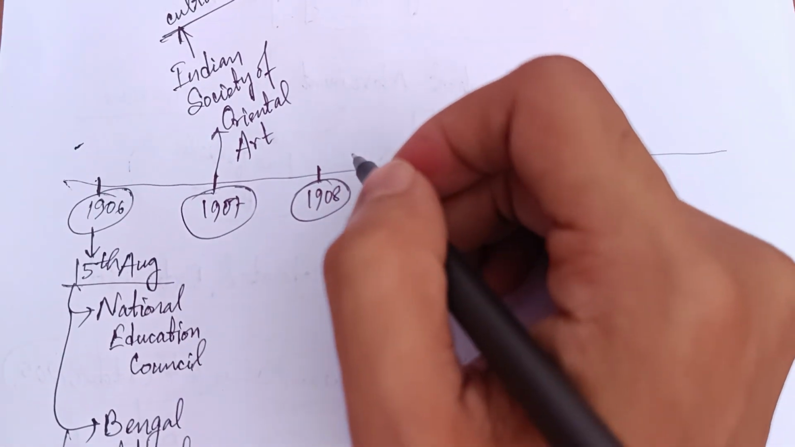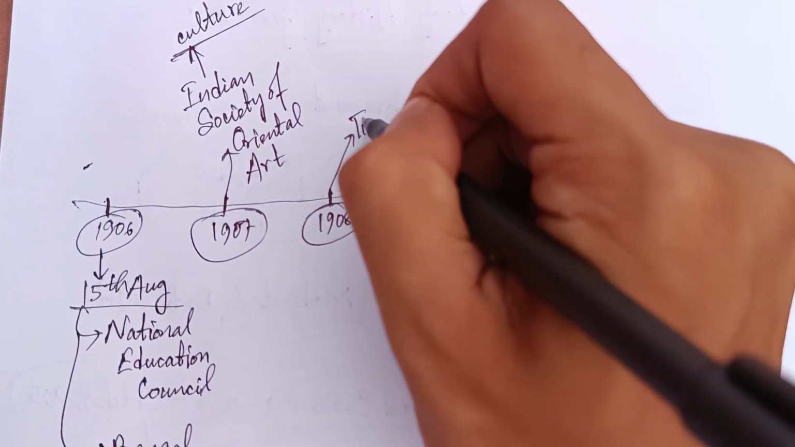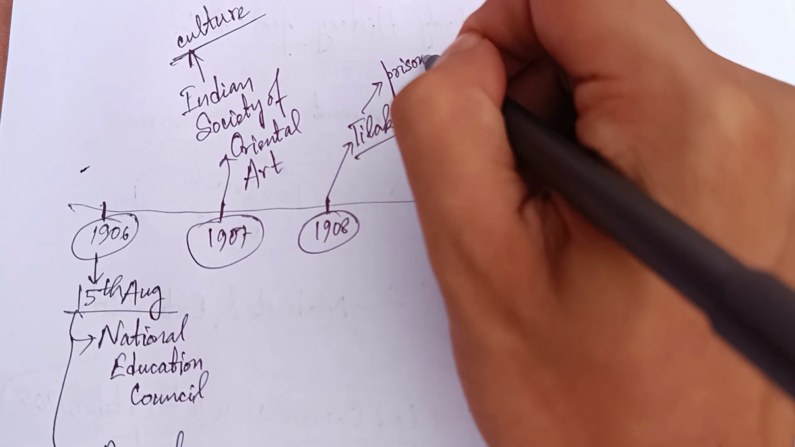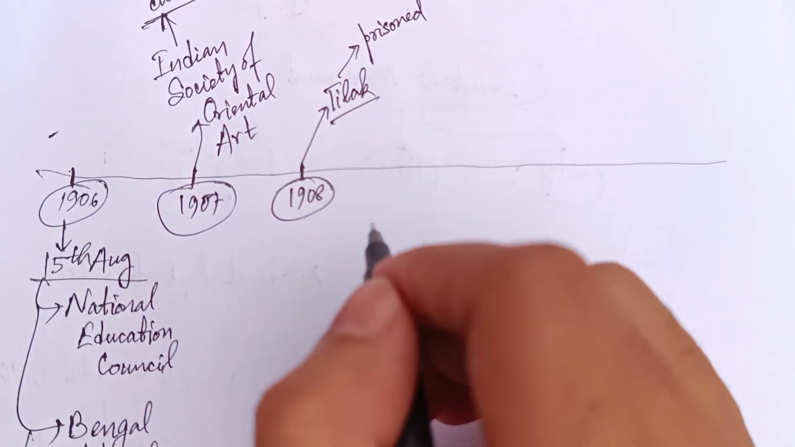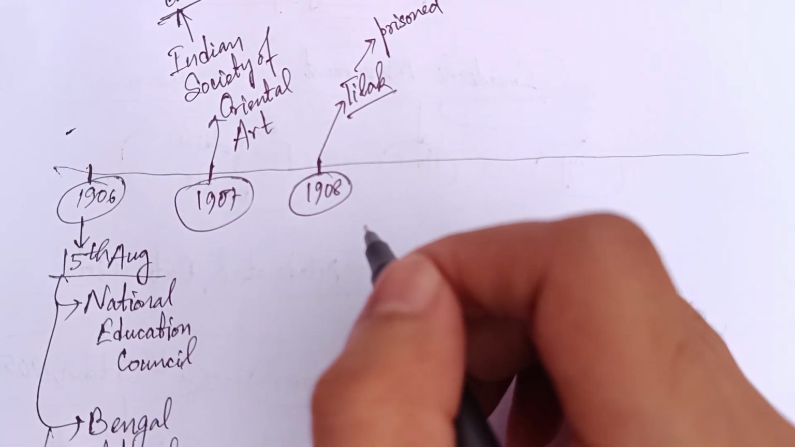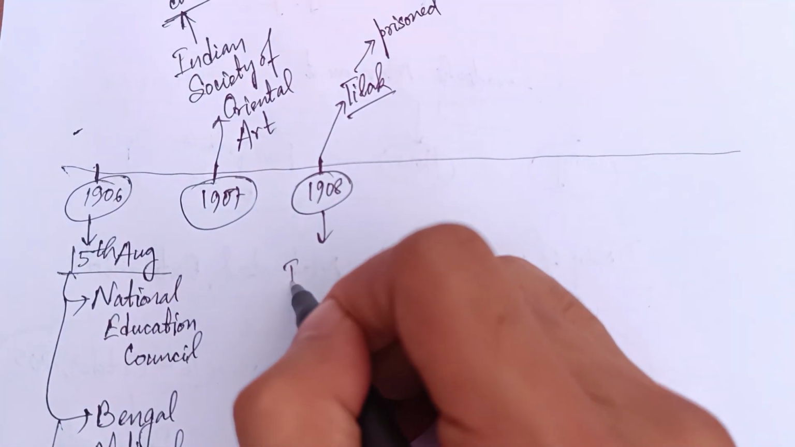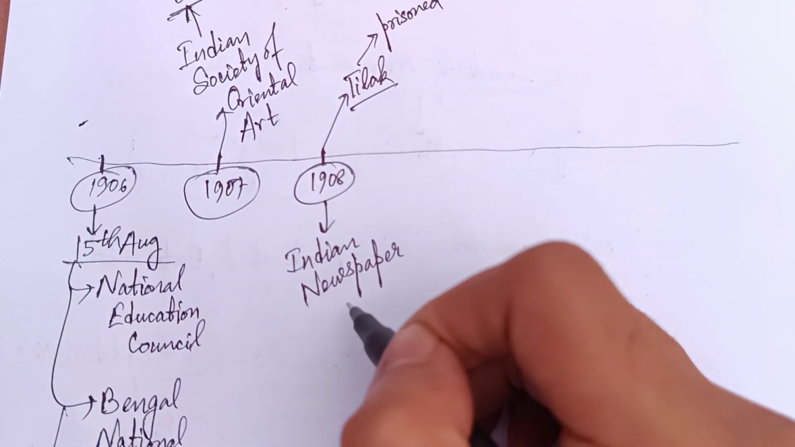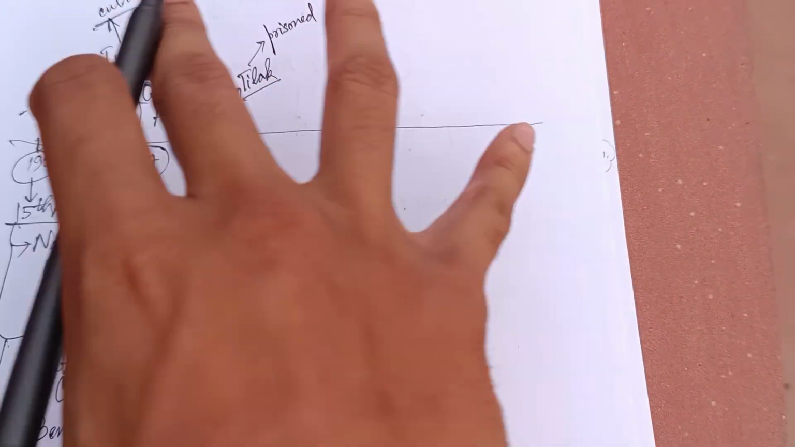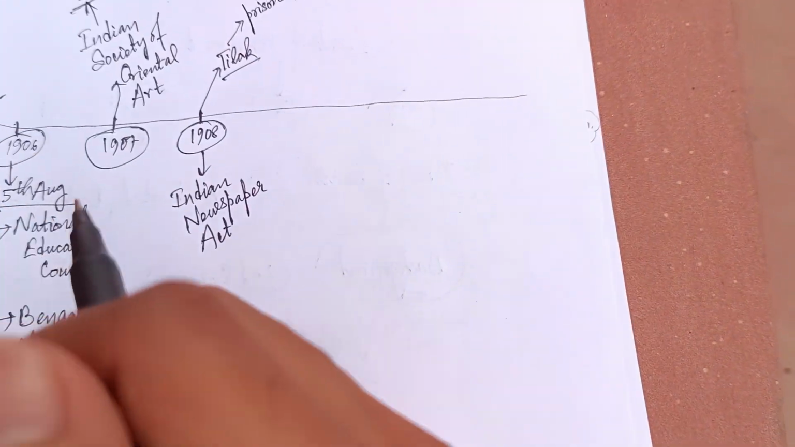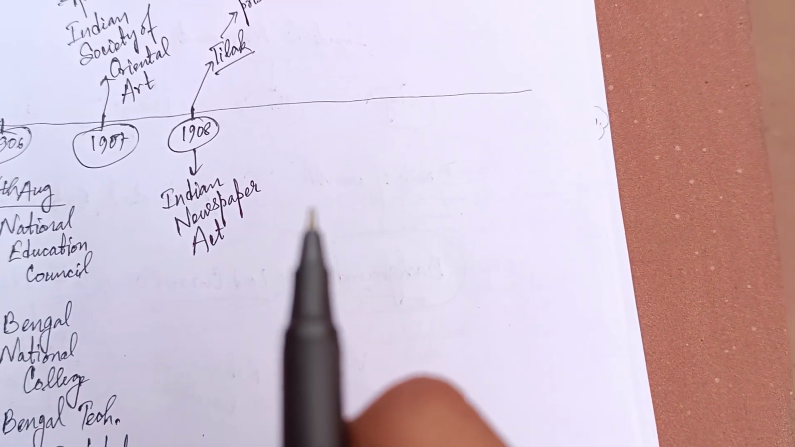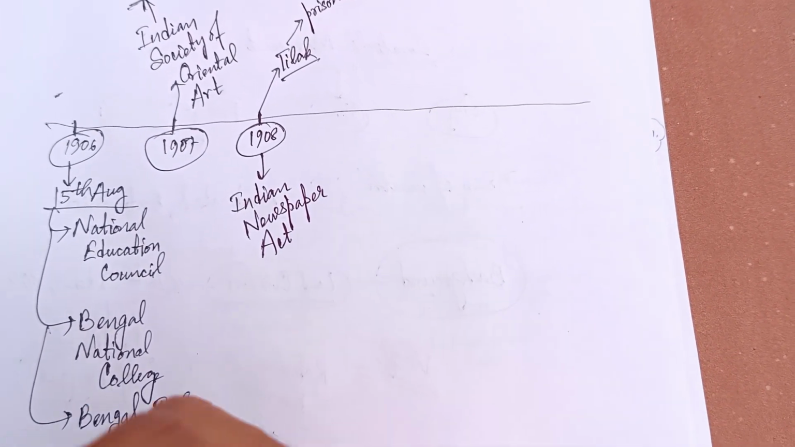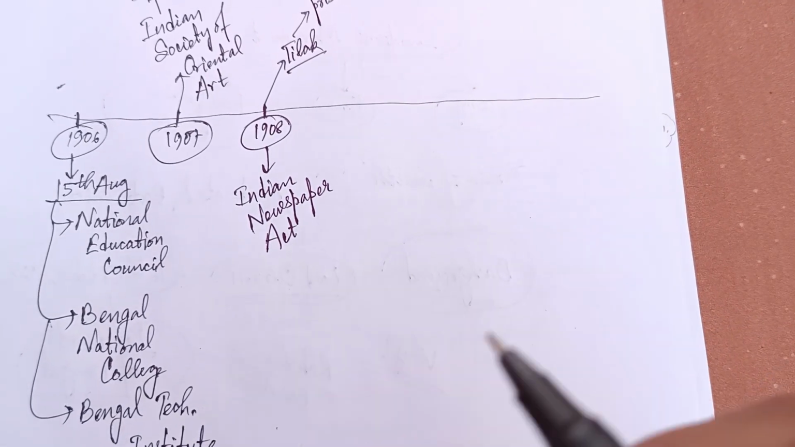Around 1908, Tilak was sent to jail. Bal Gangadhar Tilak. Also, in 1908 came the Indian Newspaper Act by the Britishers. In this way, you have to make a rough timeline of what was going on during this Swadeshi movement period. This will give you a brief overview. Okay, this is the way of making proper, crisp, concise notes and mind maps. This is the way you have to study history analytically for the UPSC CSE exam.